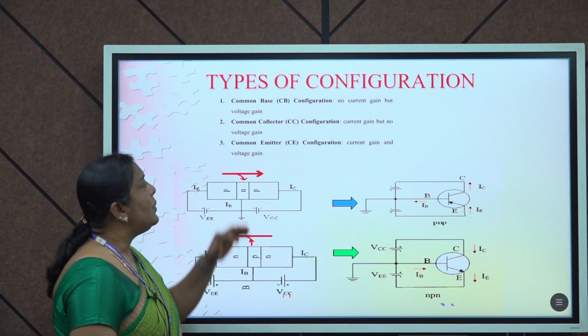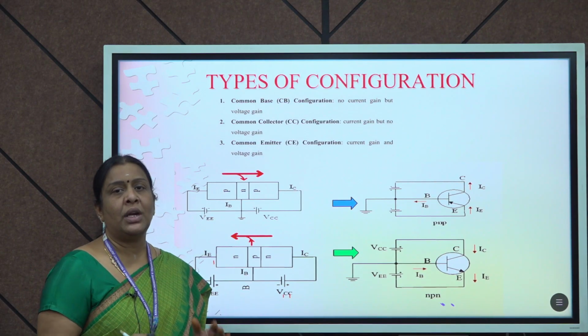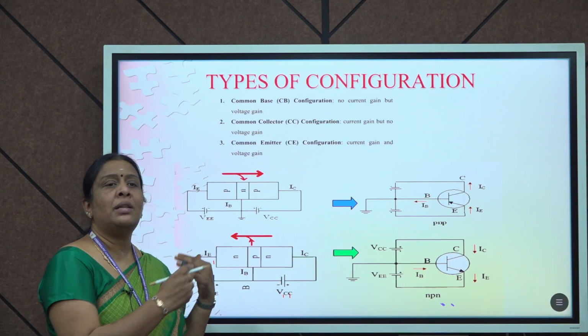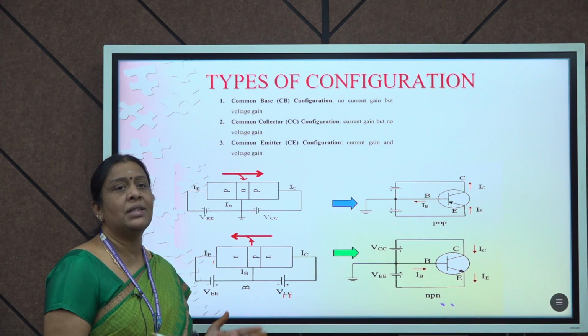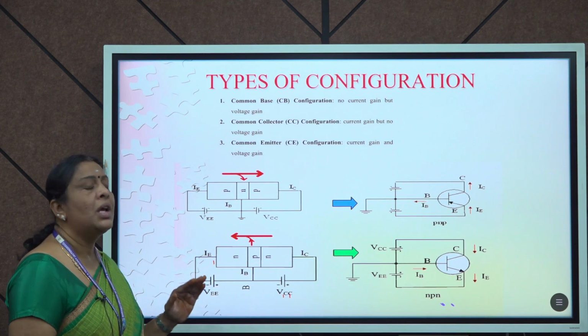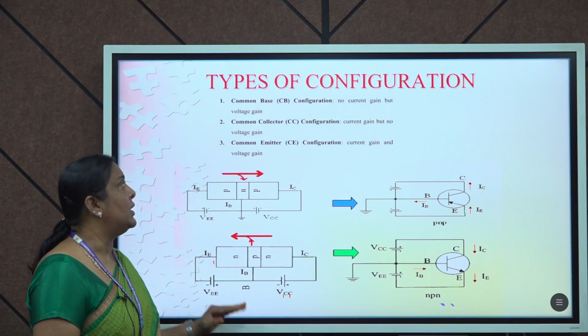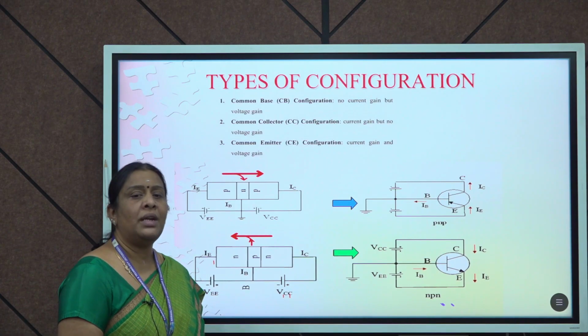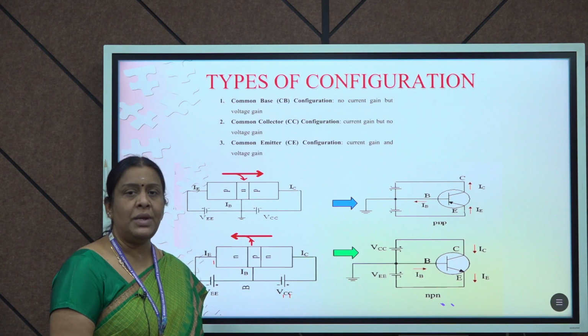And then common emitter: the emitter will be connected to the ground, and the emitter and base current is the input characteristics. In the output characteristics, the collector and emitter voltages are the output. Then common collector, another name is common emitter follower.